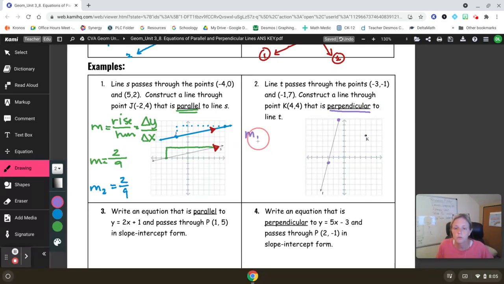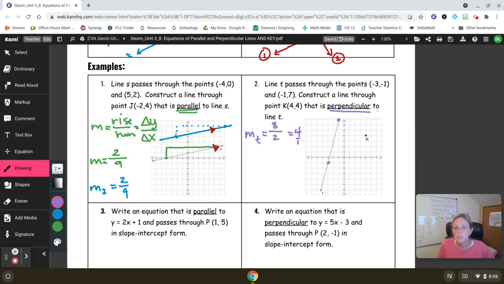So the slope of our first line, or line T, we're going to do rise over run again. Again, it's a positive slope, so I should have a positive fraction. 1, 2, 3, 4, 5, 6, 7, 8. So I went up 8. And then I went over 2. So that tells me I have a slope of 4, which is the same as 4 over 1.